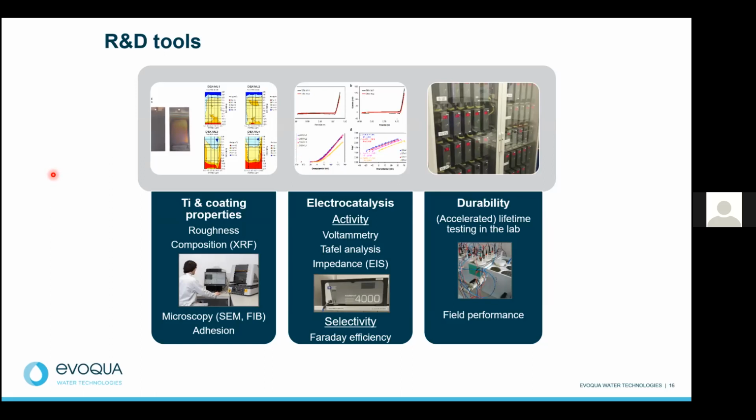We also, for the electrochemical part of things, have a proper electrochemical setup where we do the very typical experiments such as voltammetry, Tafel analysis, and impedance. And of course, we also look at selectivity using some supplemental techniques. Another thing that is extremely important is durability, for which we have a large capacity of testing. We have many different cells where we can test different samples in parallel, where we have roughly 100 channels to do this.